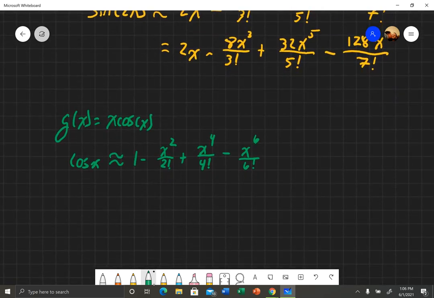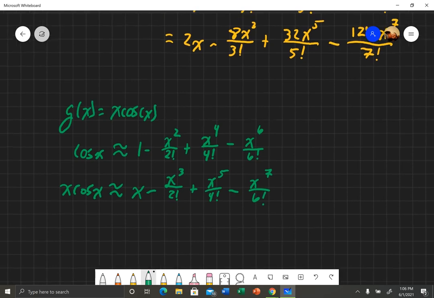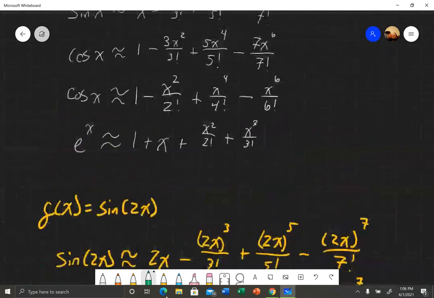And now what we're going to do is, to get from cosine x to x cosine x, we multiply by an x. So we're going to do that here, and what do we get? We get x minus x cubed over 2 factorial plus x to the 5th over 4 factorial minus x to the 7th over 6 factorial. And that's all that it is. Okay, now let's take a look at the last one.